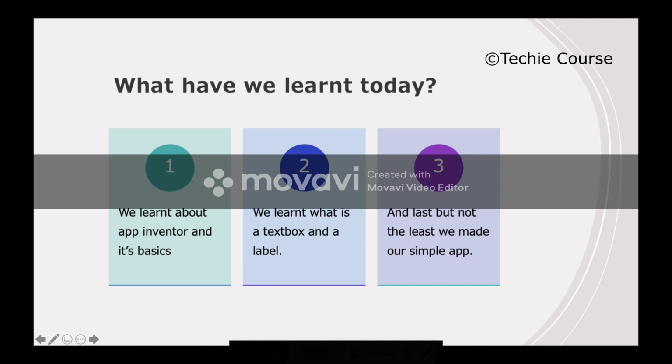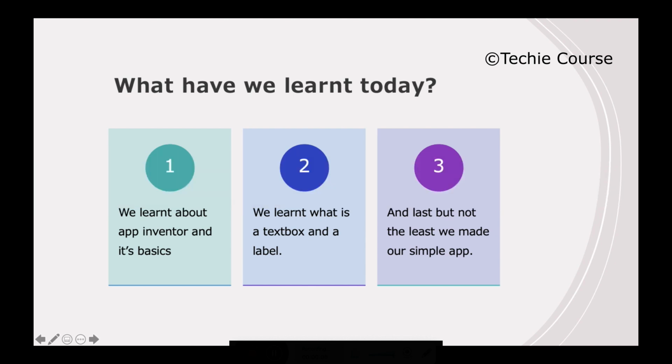And so now let's see what have we learned today. First, we learned about App Inventor and its basics, and second, we learned what is a text box and the label, and last but not the least, we made a simple app.